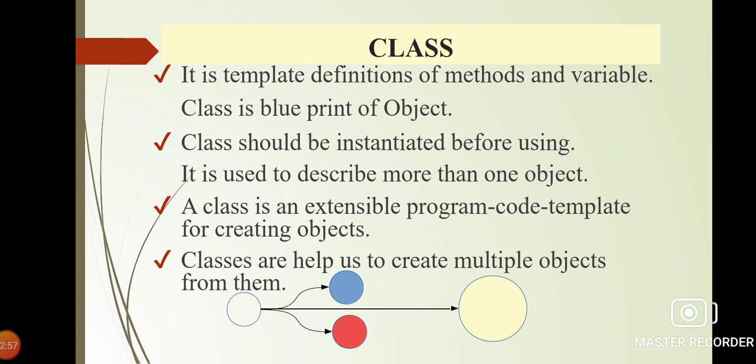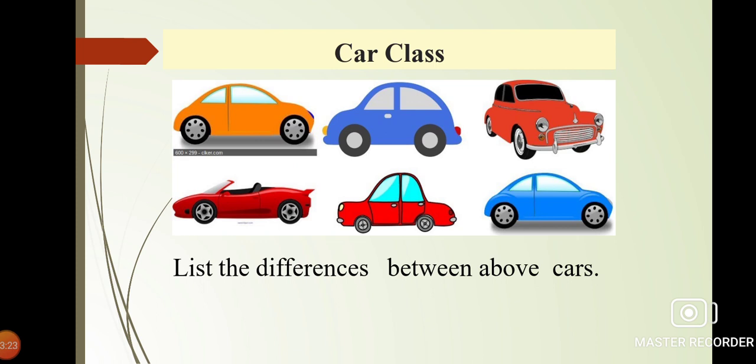The next one is a class. It is a template definition of methods and variables. A class is a blueprint of a particular object. A class should be instantiated before using. It is used to describe more than one object. A class is an extensible program code template for creating objects. Classes help us to create multiple objects from them. So these are all different types of cars. We can list the differences between the above cars shown in this PPT.